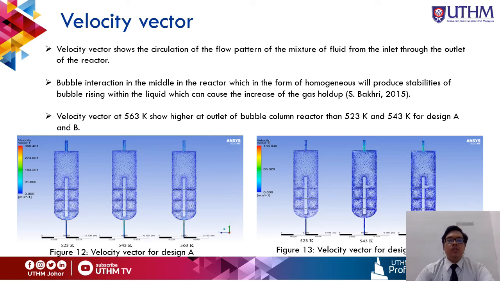Next, bubble interaction in the middle of the reactor, which is in the form of homogeneous, will produce stability of the bubble rising within the liquid, which can cause the increasing of the gas holdup. The velocity vector at 563 Kelvin shows higher at the outlet of the bubble column reactor than 523 Kelvin and 543 Kelvin for design A and B. Figure 12 and figure 13 show the velocity vector for design A and design B.